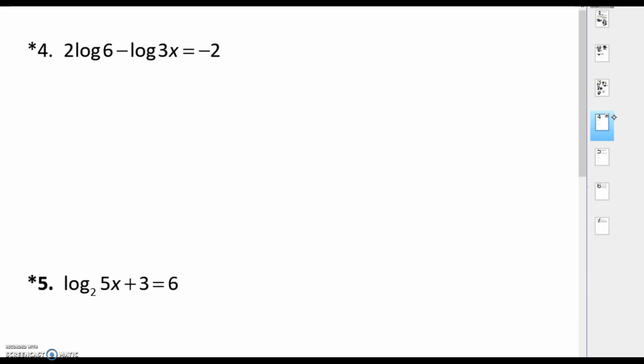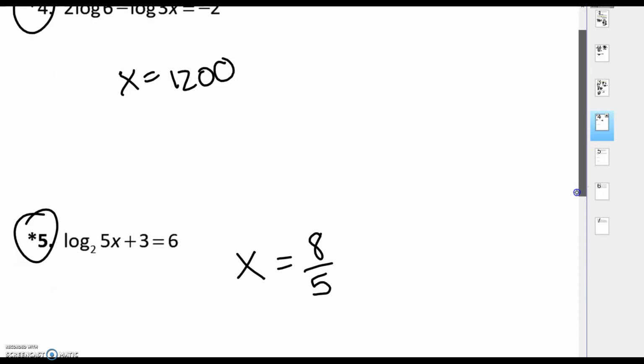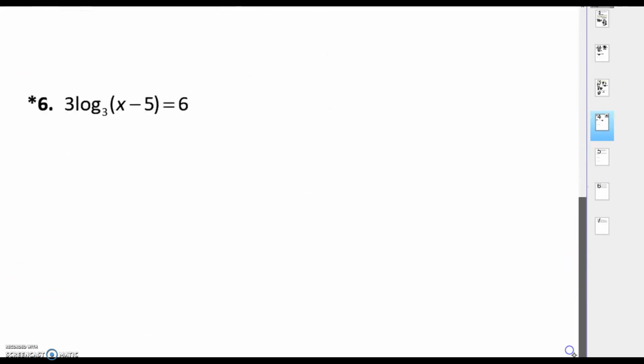I want you guys now to try 4 and 5 on your own. Go ahead and check your answer. Okay, and I want you guys to try this one as well. Go ahead and check your answer.